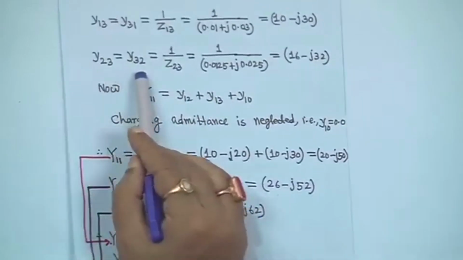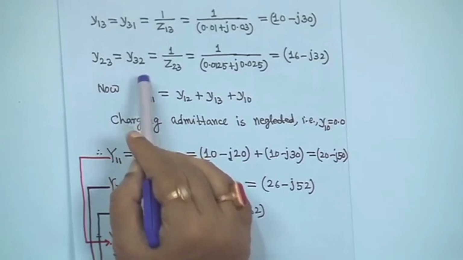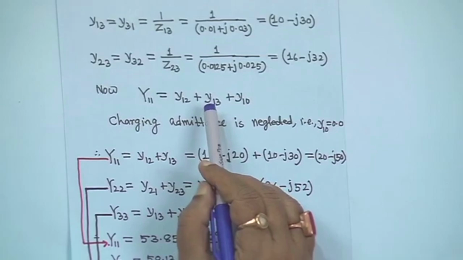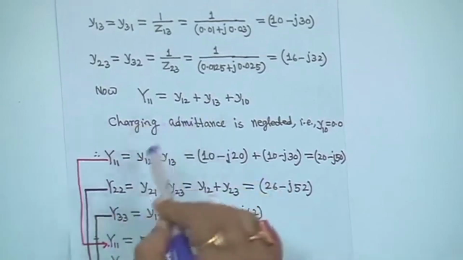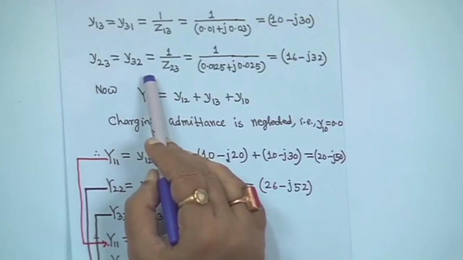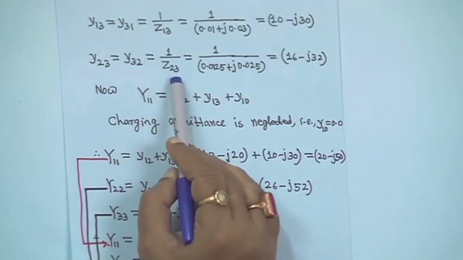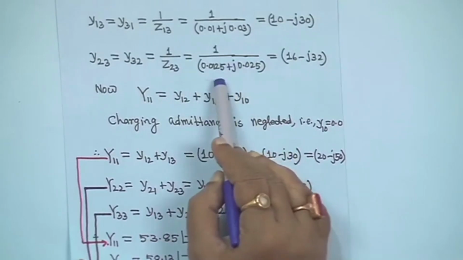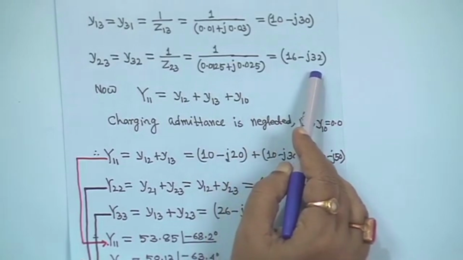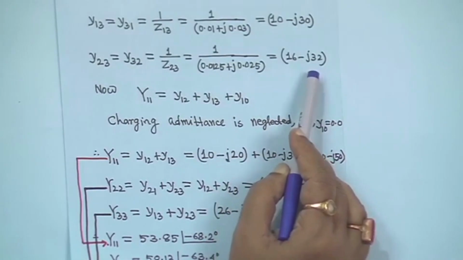Similarly, y23 equal to y32, all small y. Do not confuse between capital letter and small letter. When it is capital letter, that is your Y matrix. This is only for the line admittance, different line admittance, that is 1 upon z23, that is 1 upon 0.0125 plus j0.025. So, 16 minus j32.